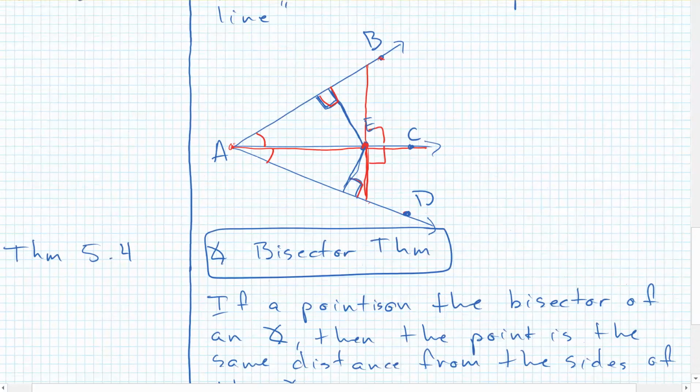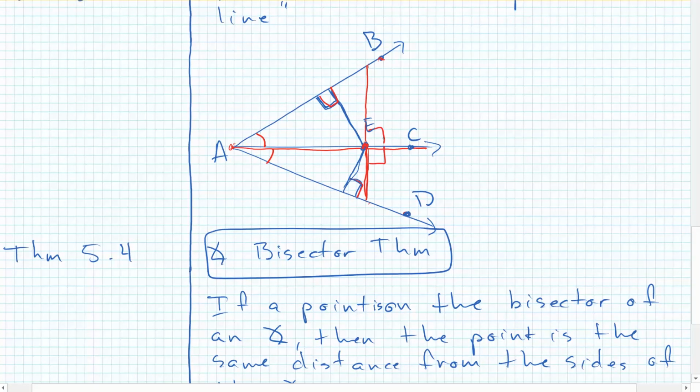So again, back to our diagram. Let's just say that we've got a point E, and it's the same distance to AD as it is to AB. If that really is the same distance, then it's on the angle bisector. Has to be the same distance to be on the angle bisector, has to be on the angle bisector to be the same distance.